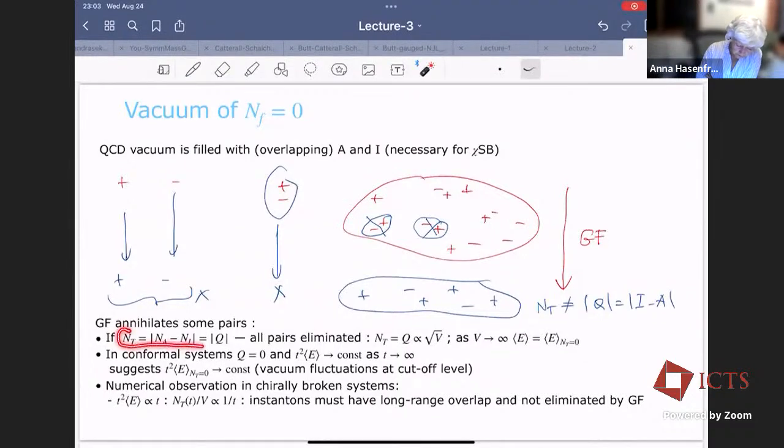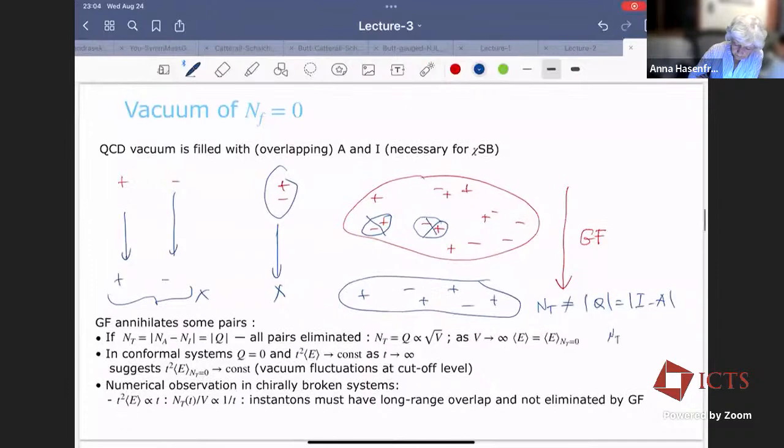If it turned out that the total number of topological objects reduced to the number of unpaired instantons, that is the topological charge, if N_T was equal to Q, we know that Q scales as the square root of the volume. So as we take the infinite volume limit, N_T over V would scale as 1 over the square root of the volume. It goes to 0. It does not contribute.